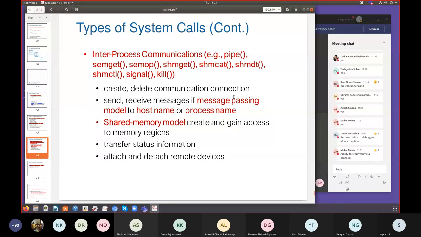Similarly, there are times when one process needs to talk to another. This is called inter-process communication, or IPC in short. One process needs to talk to another. Just to draw one analogy, let me ask, can you think of any situation where one process needs to talk to another? Talk means share some data, etc. Can you think of a practical situation where this can happen?